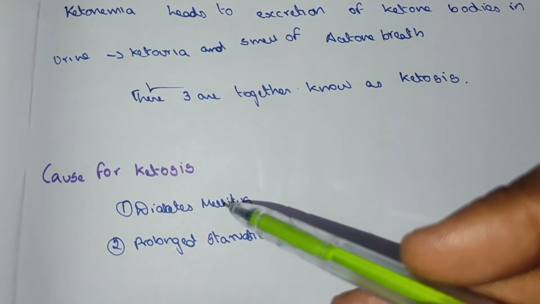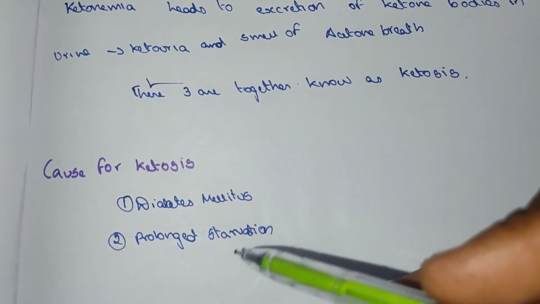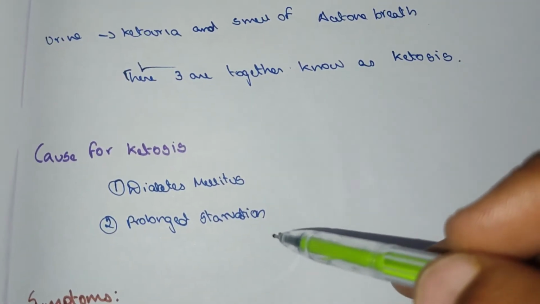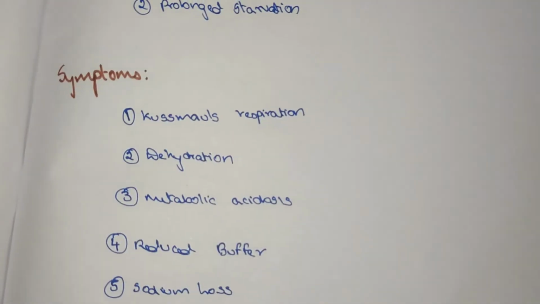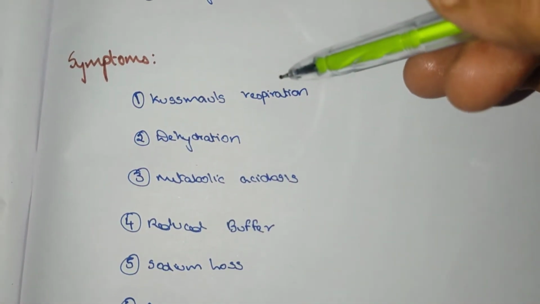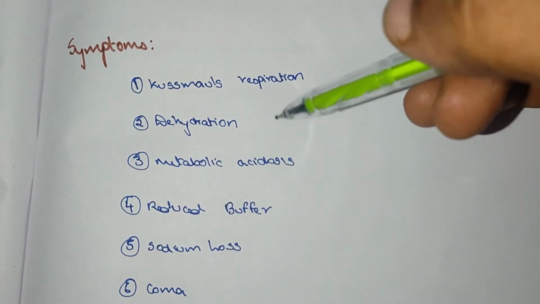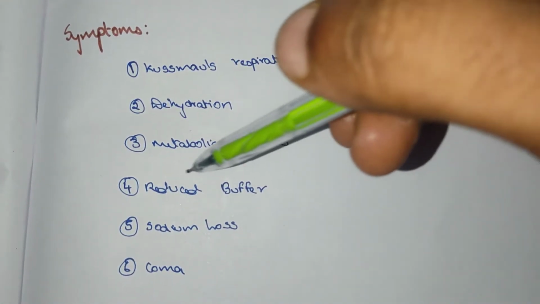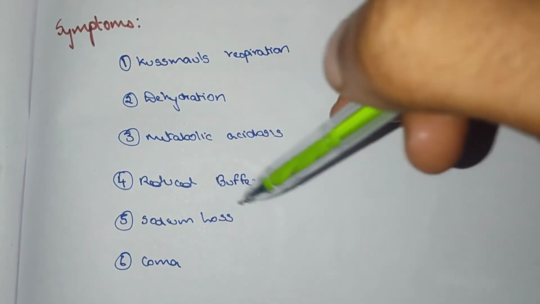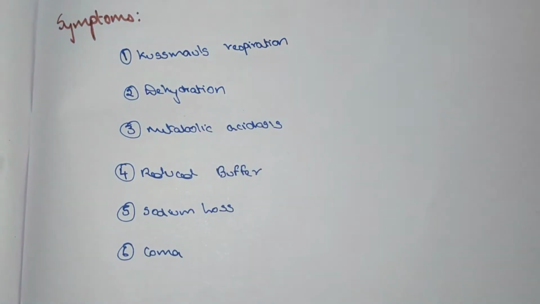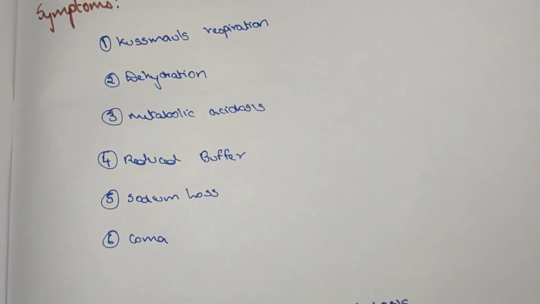The cause of ketosis is diabetes mellitus and prolonged starvation. Symptoms. The symptoms are Kussmaul's respiration, dehydration, metabolic acidosis, reduced buffer, sodium loss, as well as coma. These are the symptoms of ketosis.